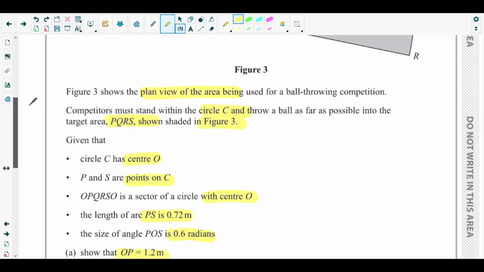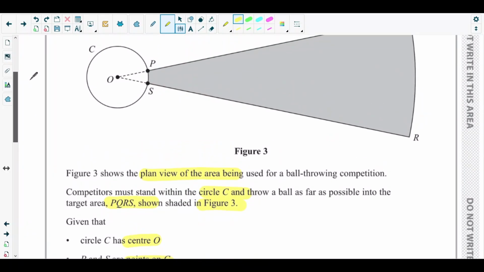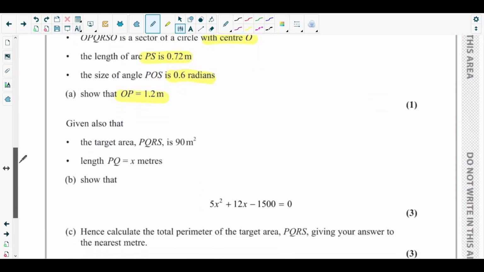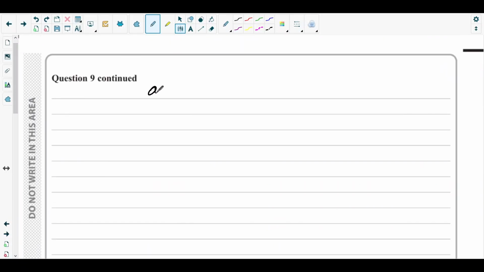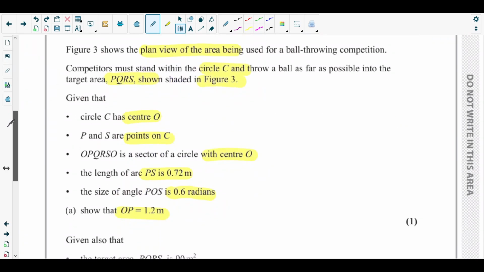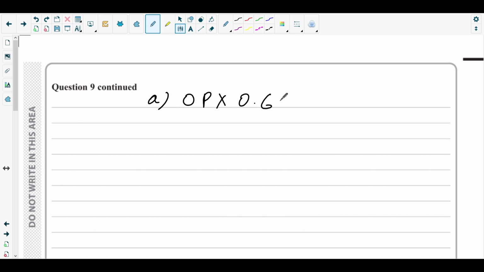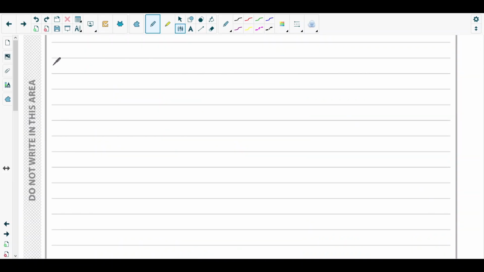Since the arc length PS is given as 0.72, and we know the angle POS, we can easily find the radius. Basically OP is the radius of the circle C, right? We know that arc length is r theta. So OP times theta, which is 0.6 radians, equals the arc length PS, which is 0.72.